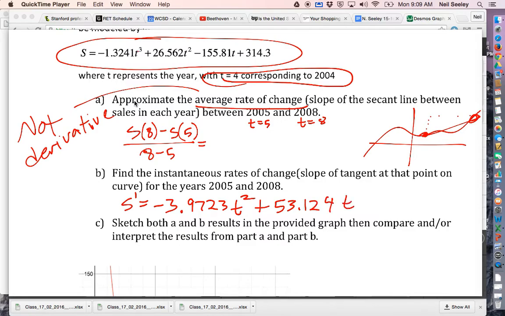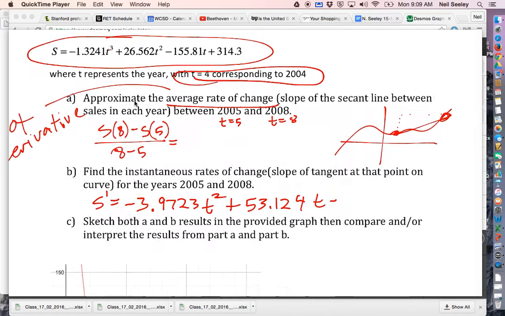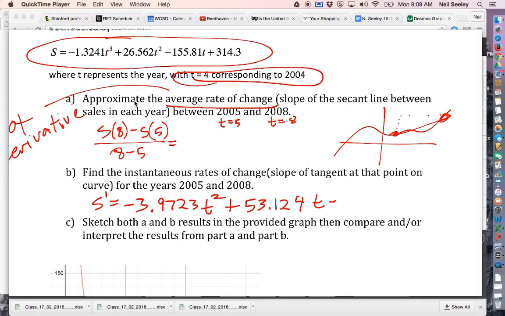And then the last one is nice and simple because it's just the derivative of 155.81t, which is just 155.81. Done. There's your derivative.